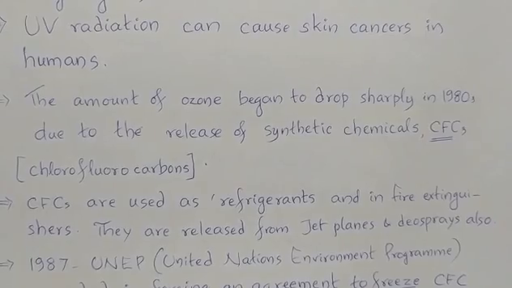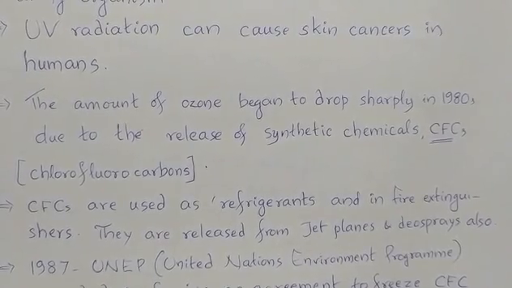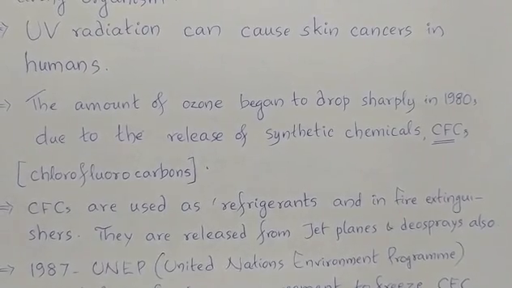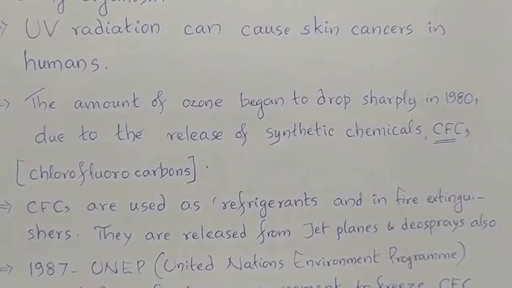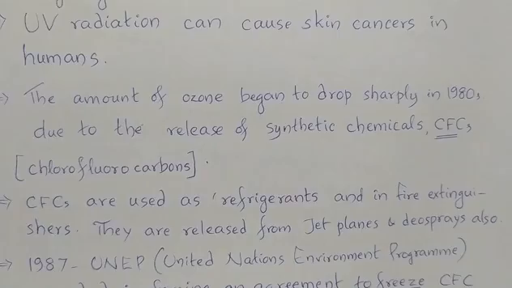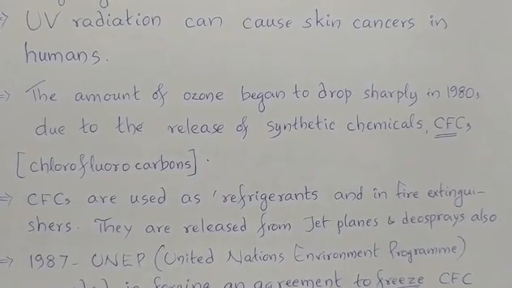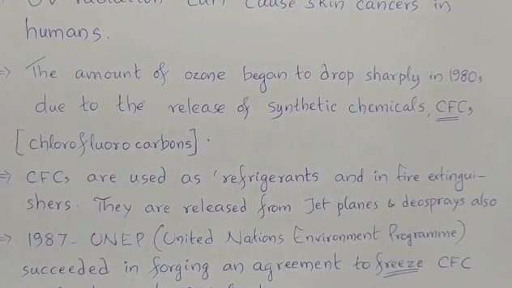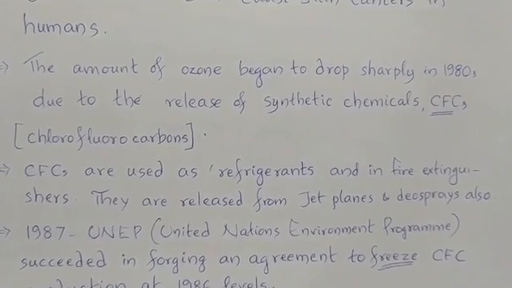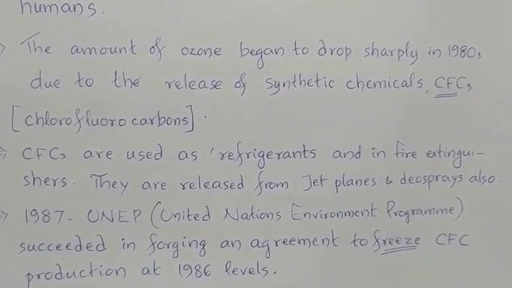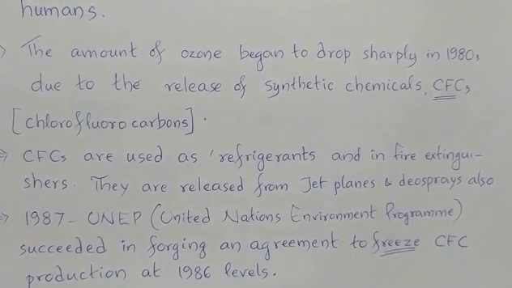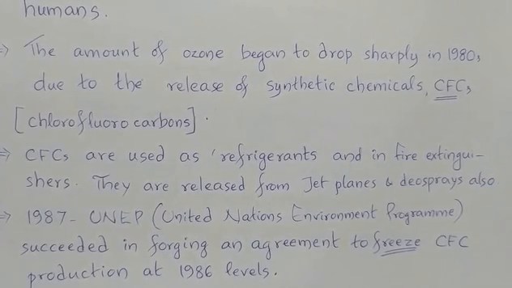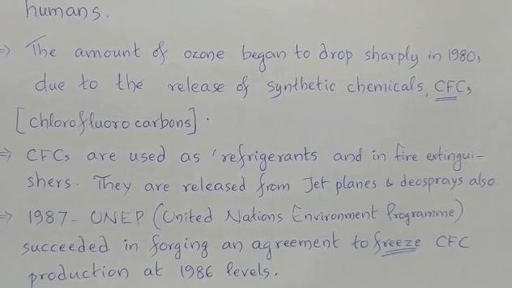This amount of ozone that is protecting us began to drop sharply in the 1980s, not now, due to the release of synthetic chemicals called CFCs or chlorofluorocarbons. CFCs are mainly used as refrigerants in refrigerators and in fire extinguishers. They are released even from jet planes and from deo sprays also. Because of the release of these CFCs, the ozone layer got damaged.